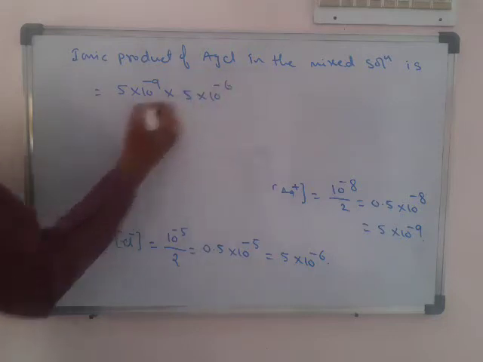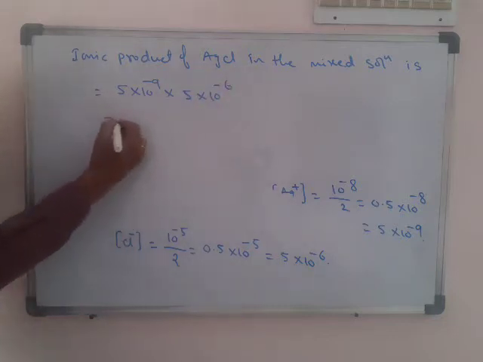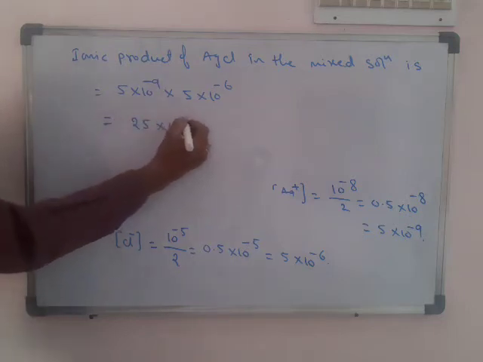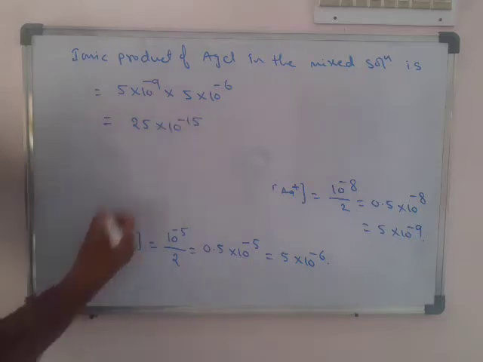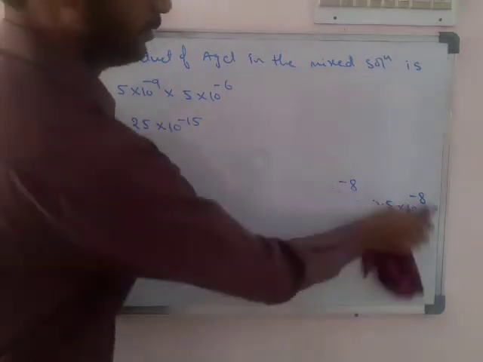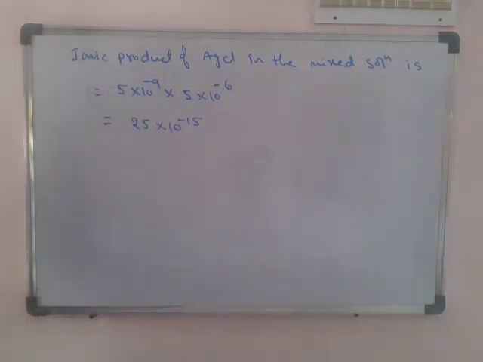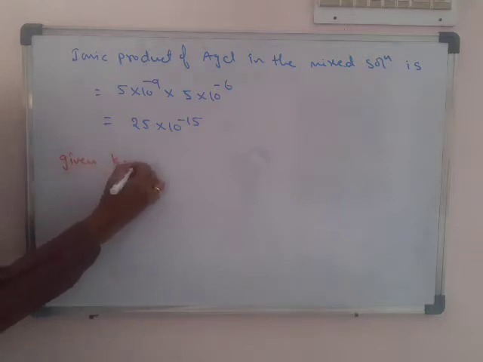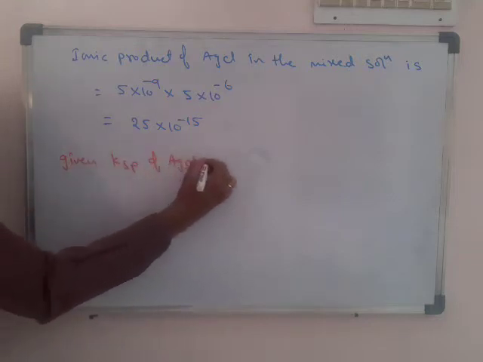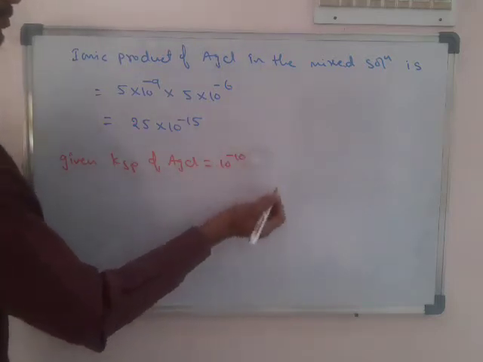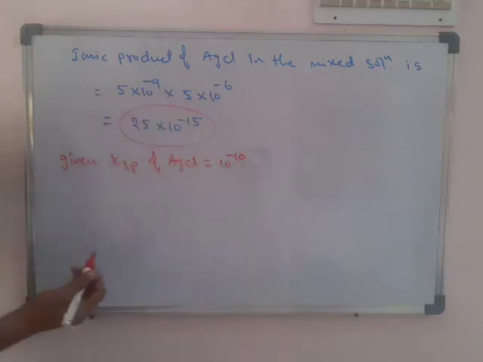To 10 to the power of minus 6. So it becomes 2.5, 25 into 10 to the power of minus 15. So what is the Ksp? We have to compare the Ksp value and our calculated value. The given Ksp of silver chloride is how much? It's simply 10 power minus 10. But here it is less, 10 power minus 15.